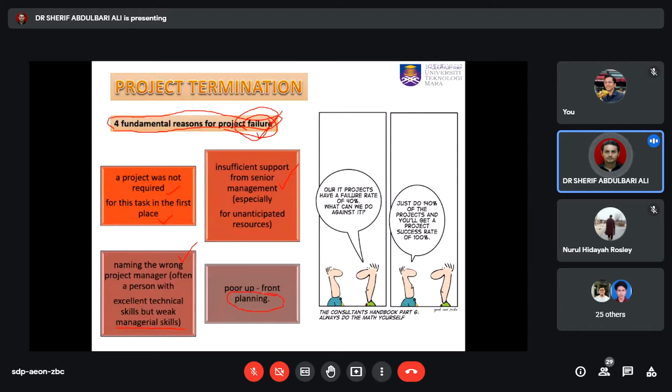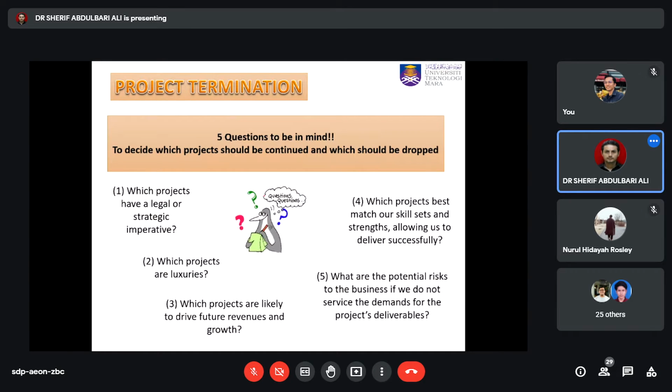Poor planning. If you didn't plan it well, of course it will fail. So these are the four fundamental reasons why a project will fail. So this leads to those questions to keep in mind. Which projects have a legal or strategic imperative? Okay.